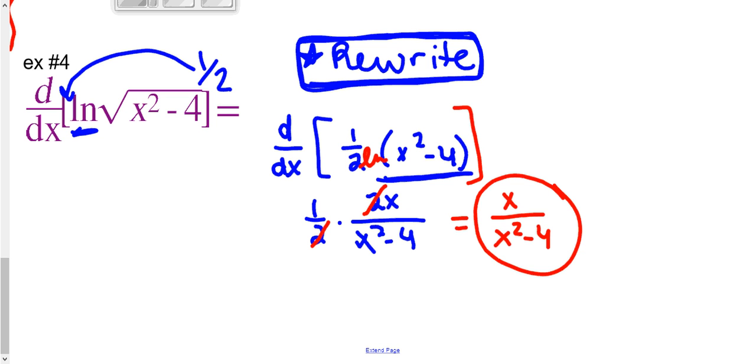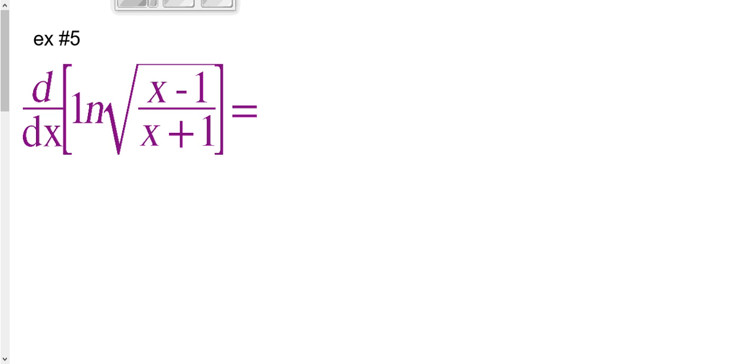Now moving on to example 5. Okay, a little bit more to this one. But we can rewrite this using our logarithm properties first. So the first thing we can do is this is a 1/2 power, so we can leave that out front, or move that out front.